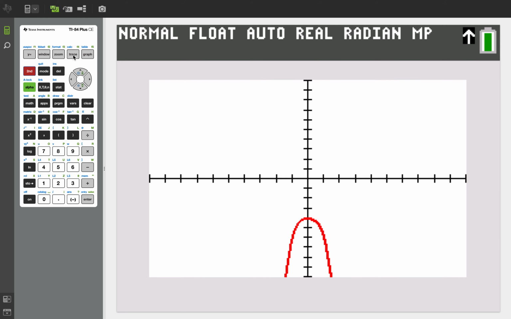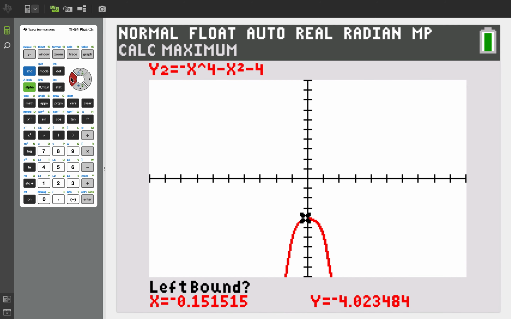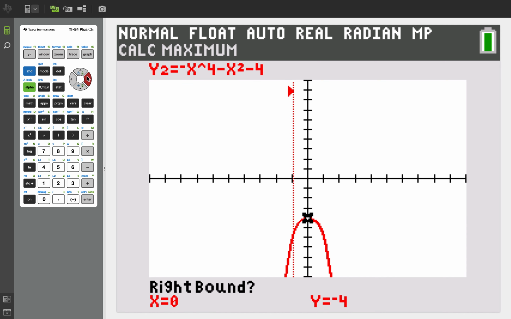Okay. Second calc, maximum. I'm going to go to the left. I might get a little closer to make it more accurate. Enter. Go to the right. Enter. Enter again. And there's my maximum value.